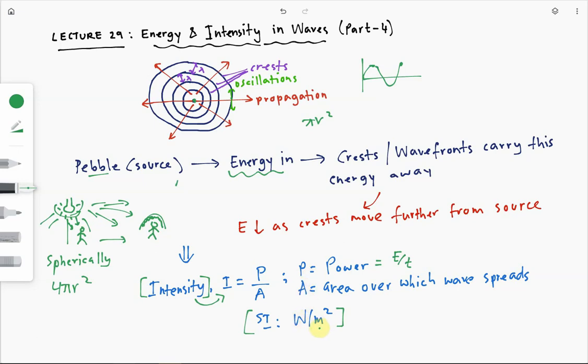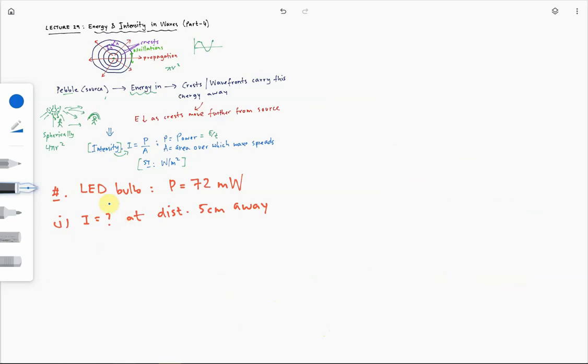Now let's look at an example that clarifies the idea of intensity. Consider an LED bulb which has a power of 72 milliwatts. Milli means, to get power in watts, you simply divide 72 milliwatts by 1000, and you will get the power in watts, which is, let's just keep it as 72 over 1000 watts.